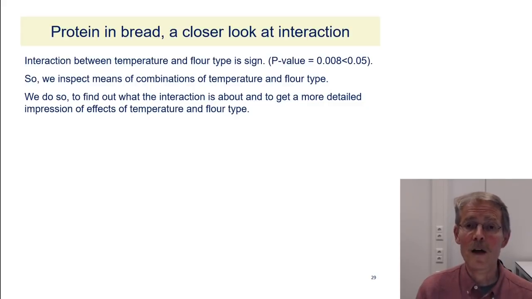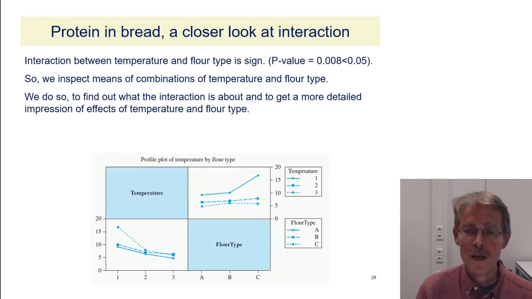And then we ask R for pairwise comparisons between the means of these combinations. We can find out more about the interaction then. A profile plot would be nice as well, by the way. And also we can get a more detailed impression about the differences among our flower types. Okay, so here you have a profile plot.